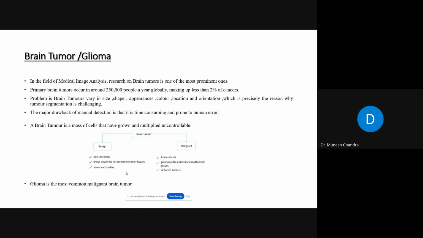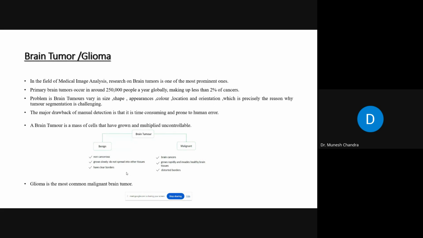Whenever we are talking about brain tumors, the major problem is that they vary in shape, size, appearance, color, location, orientation, and other features. The major drawback of manual detection of brain tumors is that it is time consuming and prone to human error. We cannot say that by manual detection we can easily identify the shape, size, and whether it is cancerous or not. Brain tumors generally fall into two categories: the benign category and the malignant category.